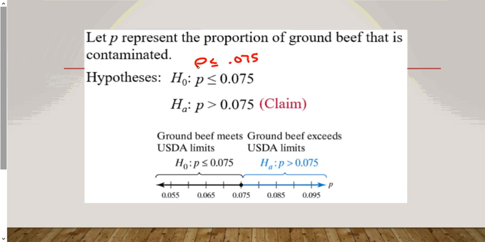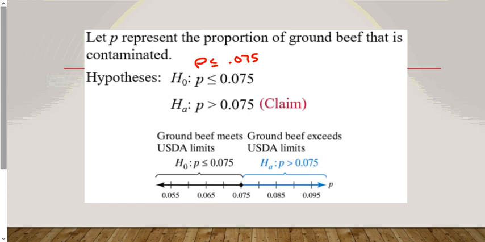Okay. Now the alternative is that the true proportion is greater than 0.075. And that's what the meat inspector was claiming. He was saying, hey, this meat is bad. It has too high of a contamination rate. So here is our null hypothesis and the alternative hypothesis, and this is what the meat inspector claimed.